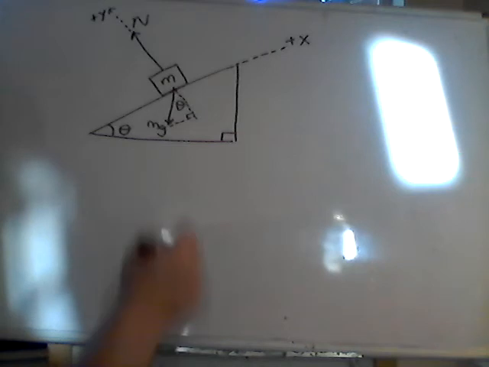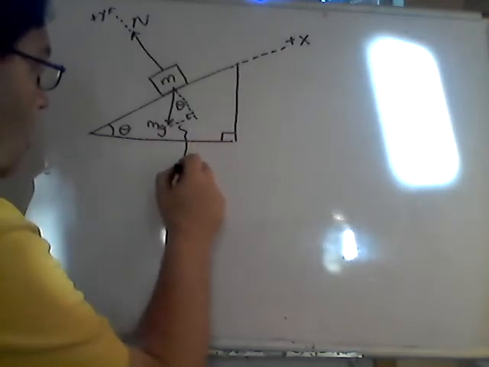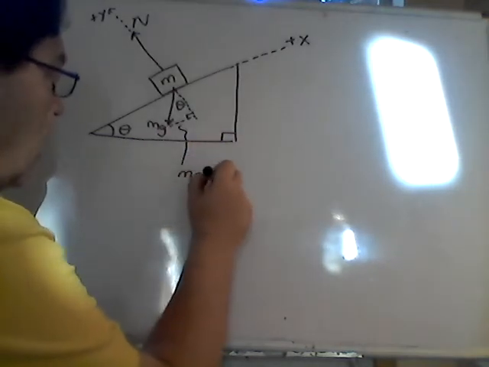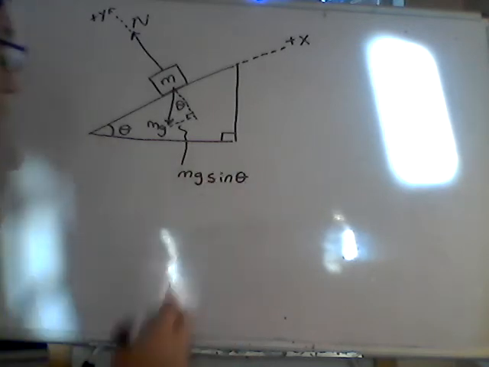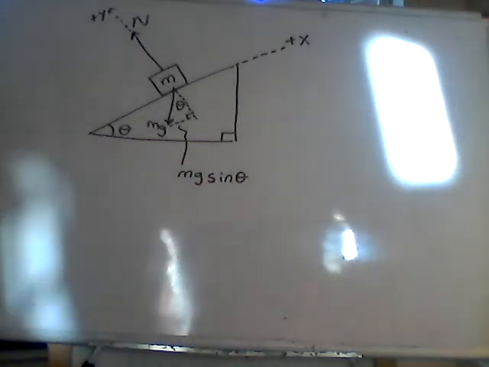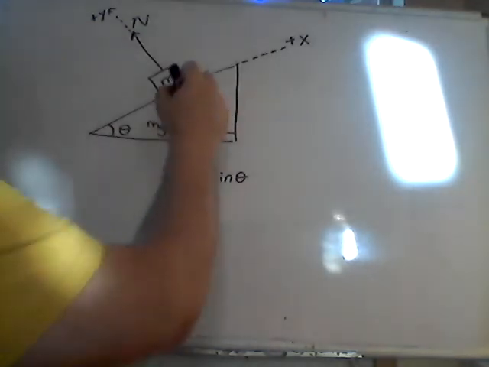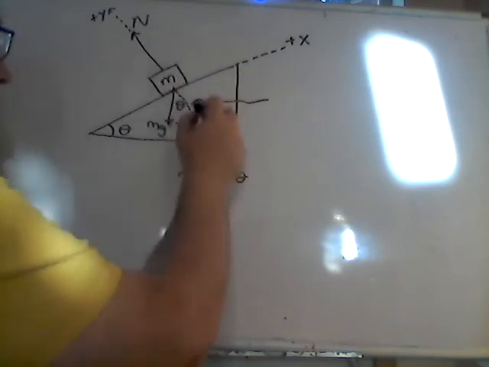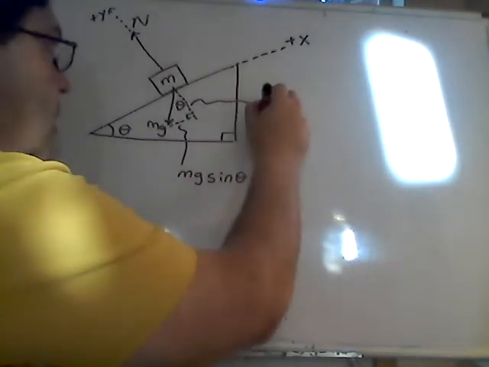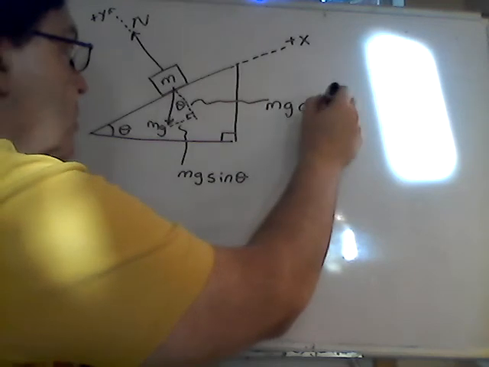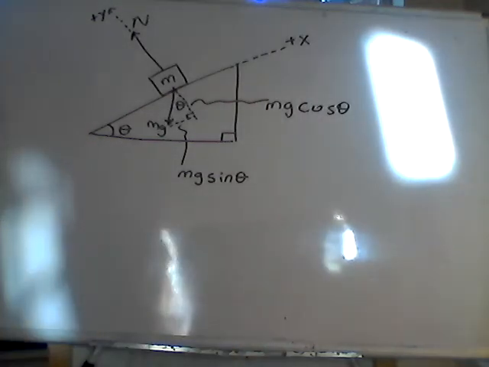So that means that this component is mg sine of theta, the magnitude times the sine of the angle. Again, it's the opposite, right? And this component right here, along my new y, is mg cosine theta. Remember, I'm making components based upon my new x and my new y, my rotated x and my rotated y. Those are my new coordinates. Those are the coordinates I'm going to use to work on this problem.